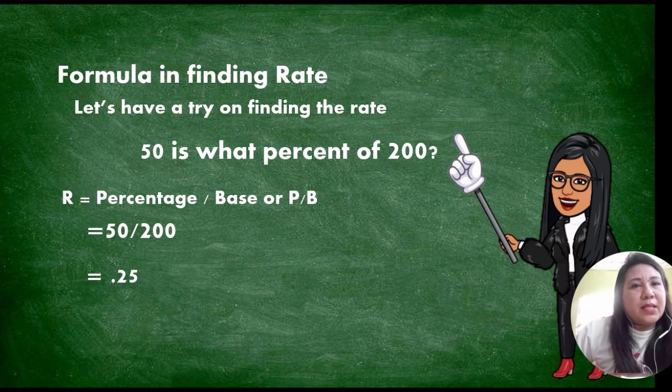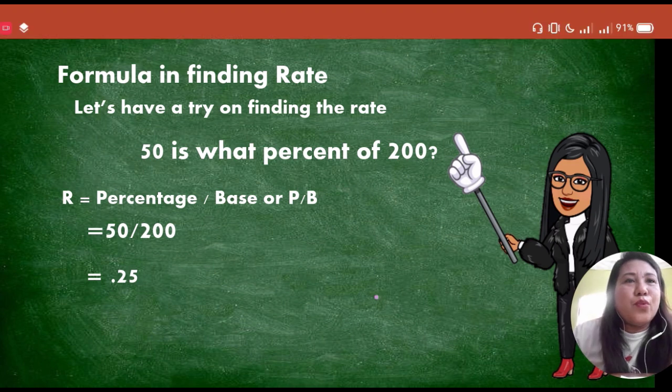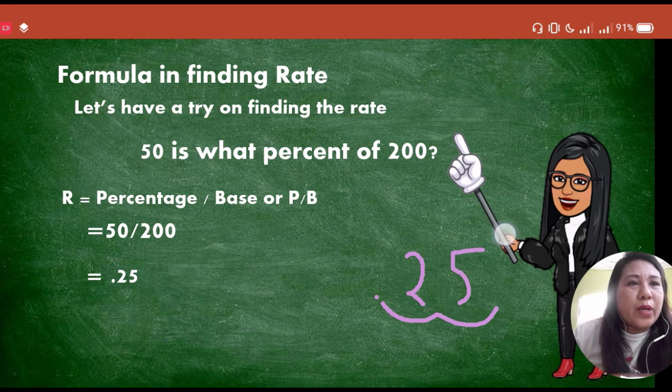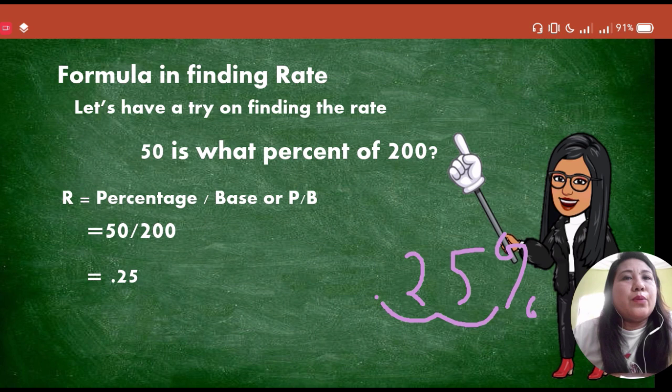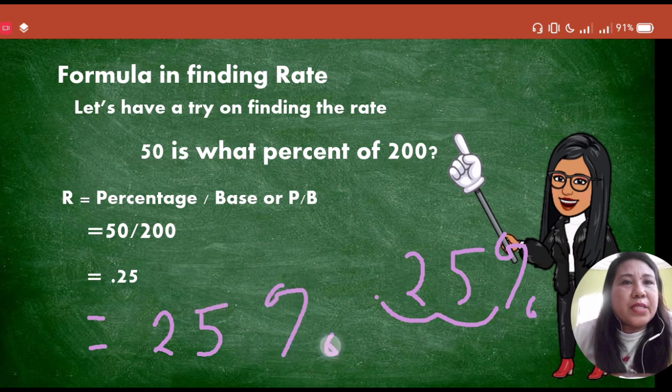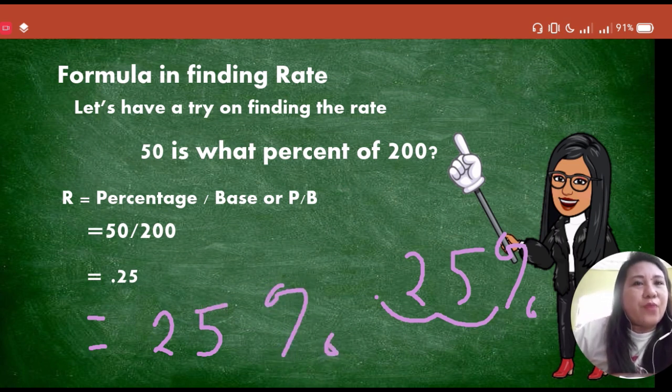the percent form? We simply move the decimal point 2 times to the right. So 1, 2, and then the percent sign. So R, the rate, is 25%. 0.25 or 25%. Did you get it?